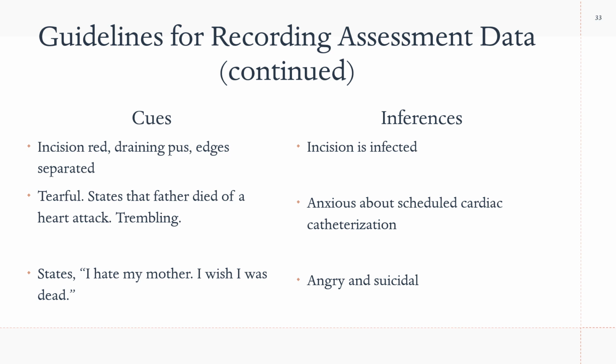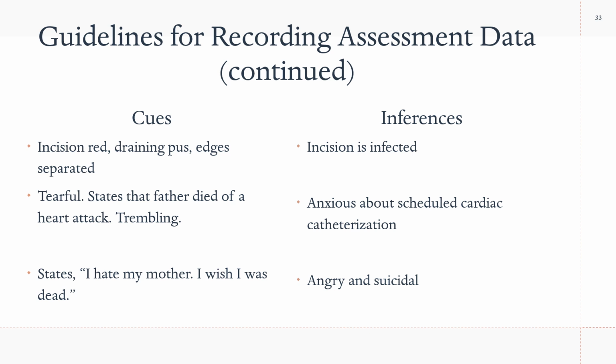The cue would be the patient is tearful, states that father died of a heart attack, and they are now trembling. So the inference could be that the patient is anxious about a scheduled cardiac catheterization. Well, I can't document that because I don't know that. But what I do know is that they are tearful, that they are stating that their father passed away from a heart attack. They are now going for this heart catheterization, which is going to make them anxious, and they are trembling. These are all facts. I can validate each of those statements.